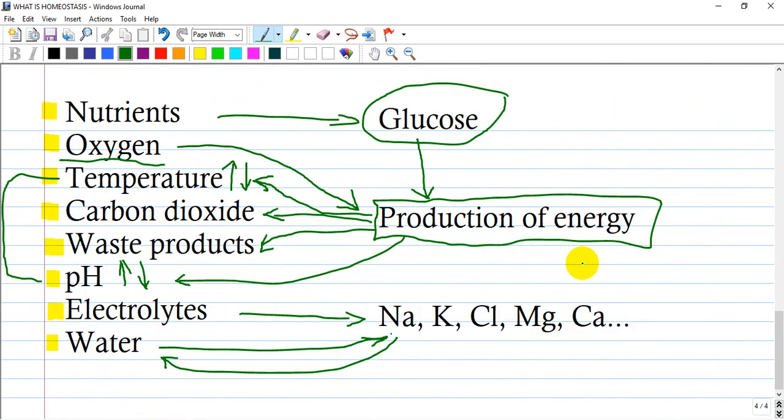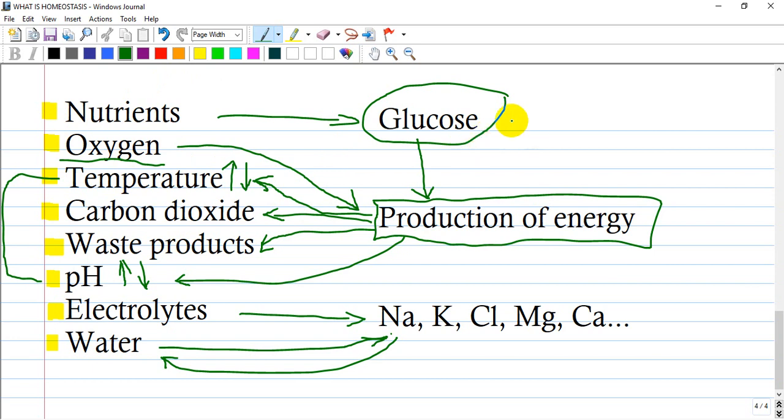And the last slide is very important. Let me count all the components of homeostasis: nutrients, oxygen, temperature, carbon dioxide, waste products, pH, electrolytes, and water. So cells are in need of a constant supply of nutrients, and the main source is glucose.